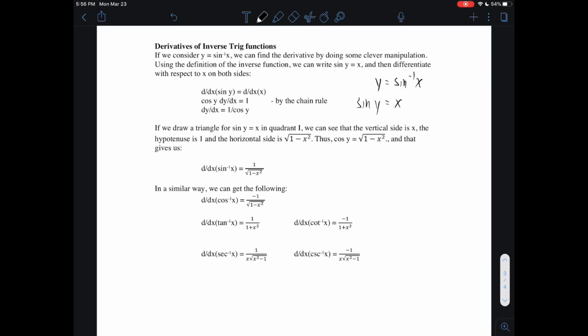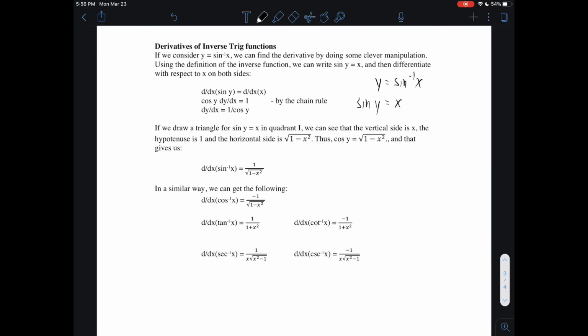So the derivative with respect to x of sine y, that's just the derivative of the outside function. That gives us cosine, evaluated at the inside, y, and then times the derivative of the inside function, which is dy dx. And then the right-hand side, the derivative with respect to x of x is just 1. And then if we use division, we get the derivative with respect to x is just equal to 1 divided by cosine y. But we don't want to just leave it like that, because we would like the derivative to hopefully maybe just be expressed in terms of x.